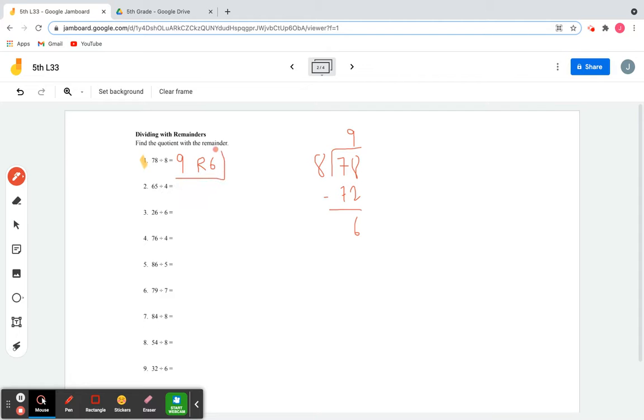Okay, so this will be the final answer. You should write the remainder along with the quotient.